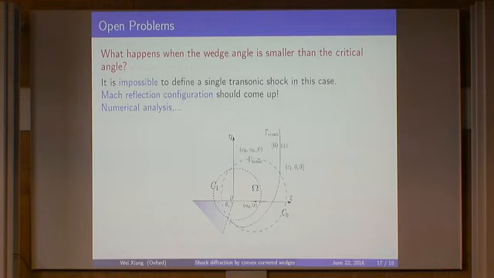So I think the final remark is about what happens, which is also very interesting. When theta c is smaller, or the wedge angle is smaller than theta c, as I said, if gamma is smaller than 3, this will indeed happen. Definitely will happen. So what happens then? There should be Mach reflection like this, or the disappearance of the shock. So maybe some numerical analysis about that first, and what will happen is very interesting.